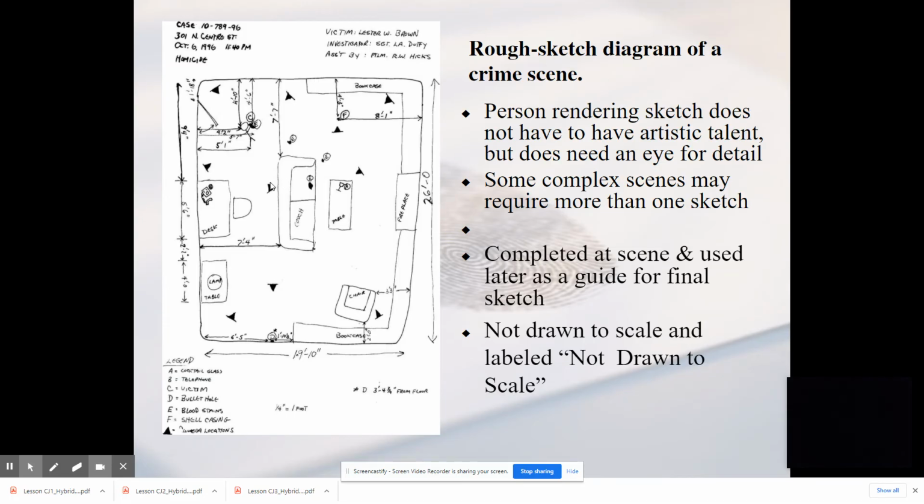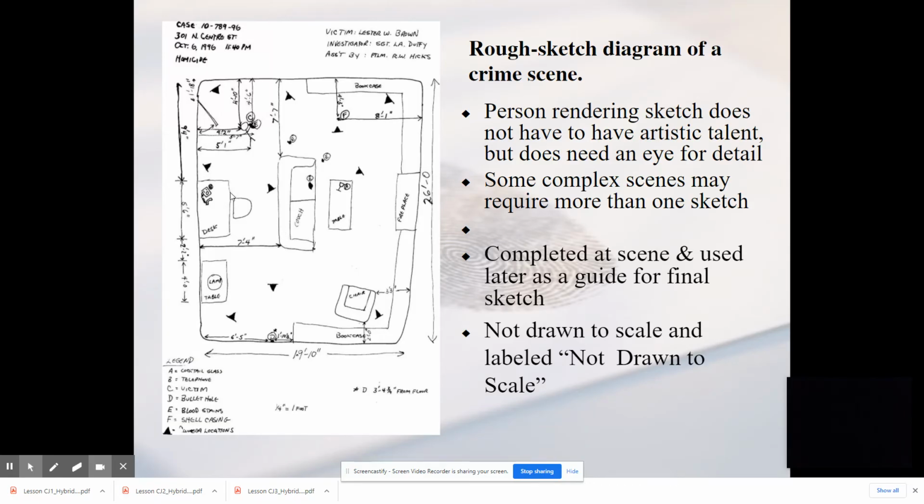You notice these little triangular hats. They're actually locations from where photographs were taken. If you can imagine the investigator was standing here photographing this direction, you can label those with a number that corresponds to the actual photograph. So we can say, if you're looking at this photograph, here's the angle that it was taken from.